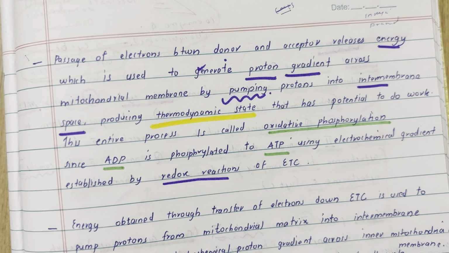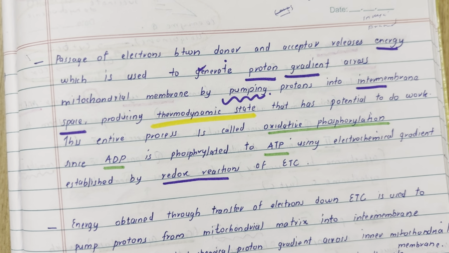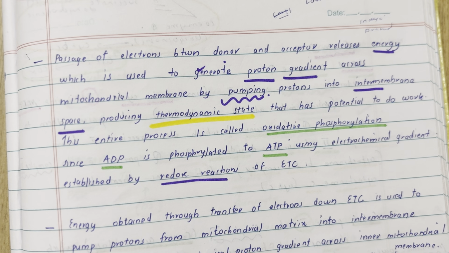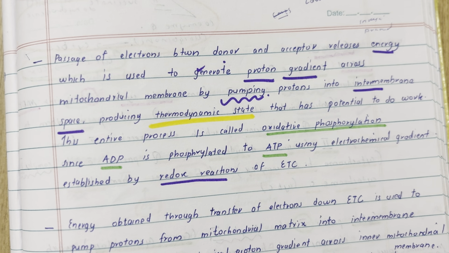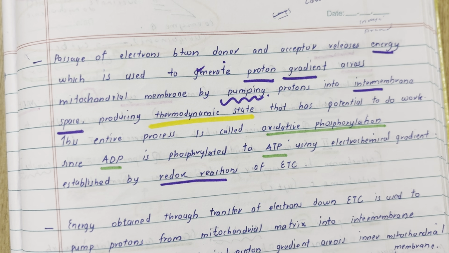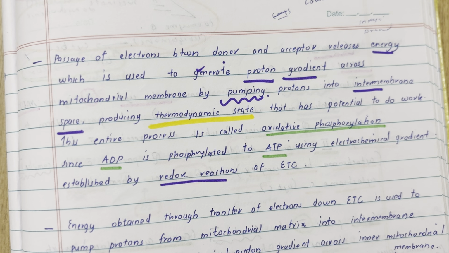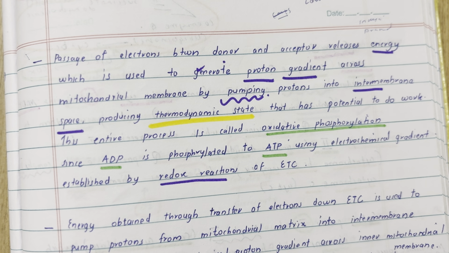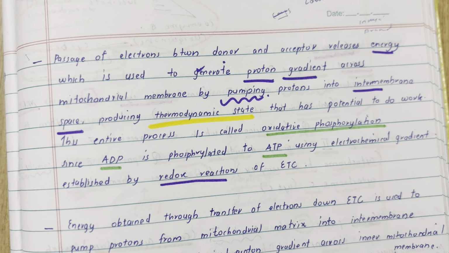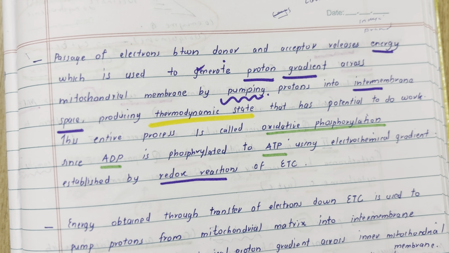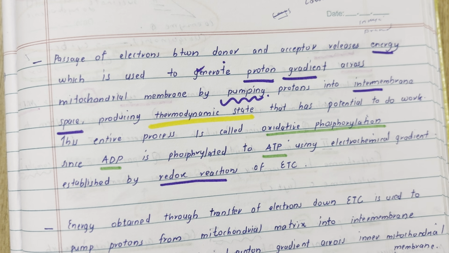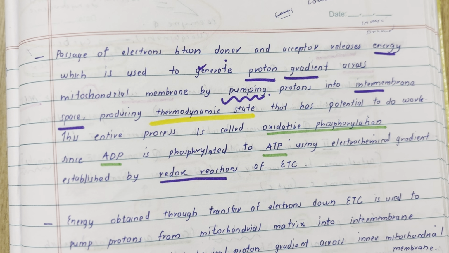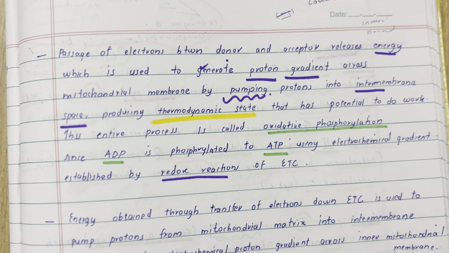This electron transport chain will generate energy. This energy will create a potential gradient across the mitochondrial membrane. How is this electrochemical gradient created? It is actually an electrochemical proton gradient, created by pumping protons into the intermembrane space, producing a thermodynamic state that has the potential to do work. Since there is a potential to do work, an electrochemical gradient is created, and thus ADP is converted to ATP, and this process is known as oxidative phosphorylation.